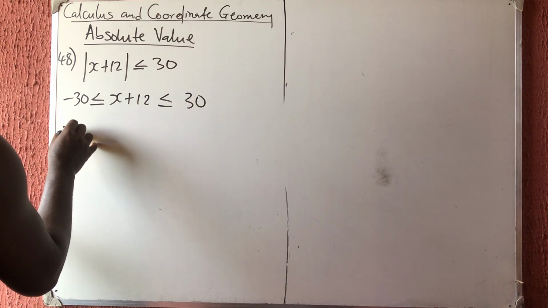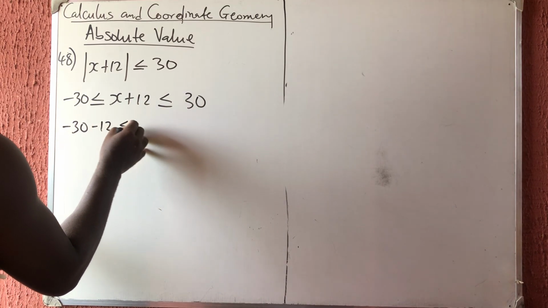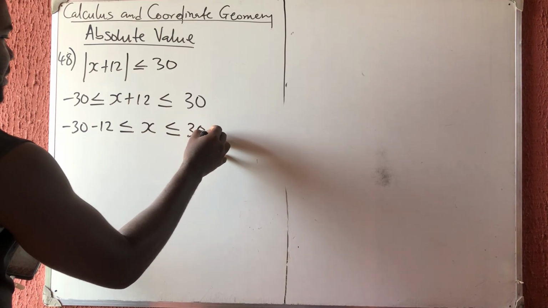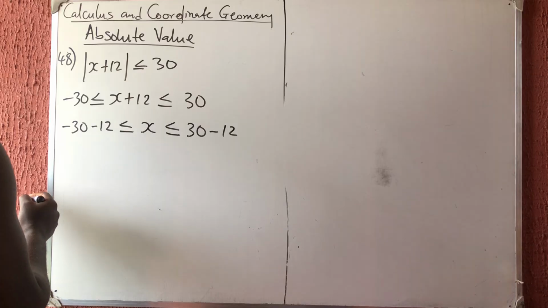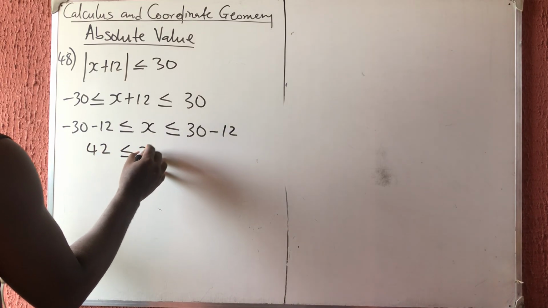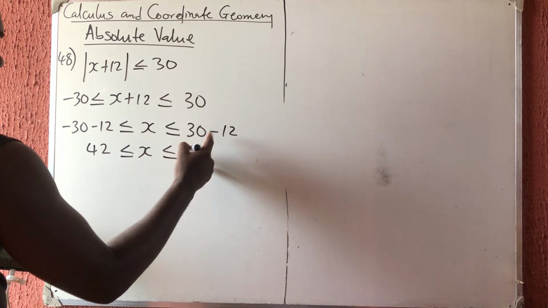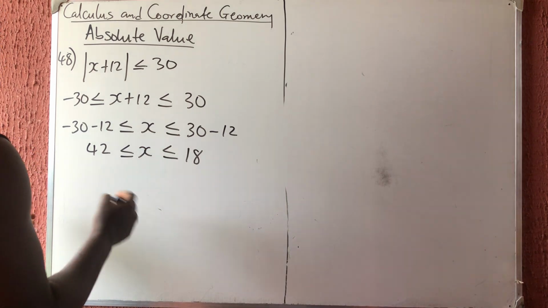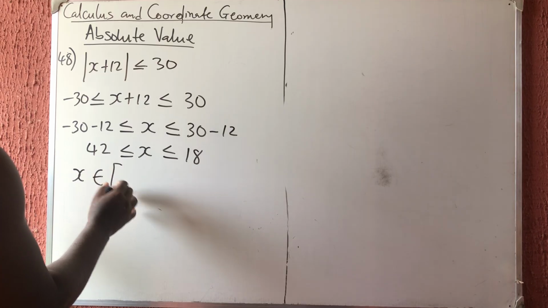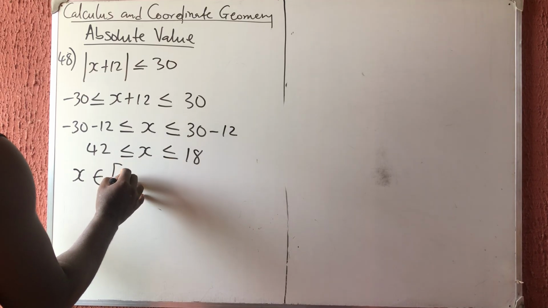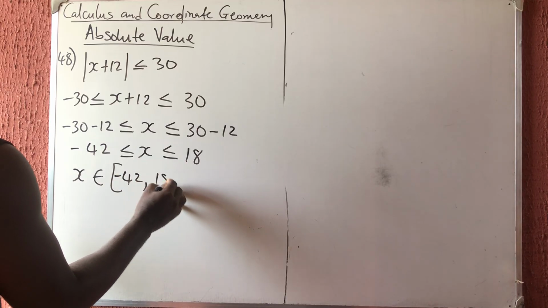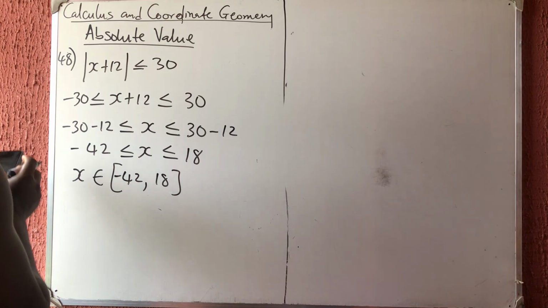So I'm going to have minus 30 minus 12 is less than or equal to x, which is less than or equal to 30 minus 12. What you do to the left, you must do to the right. So I have minus 42 is less than or equal to x, which is less than or equal to 18. So therefore, x is an element of the closed interval of minus 42, comma 18. Okay? So that is that.